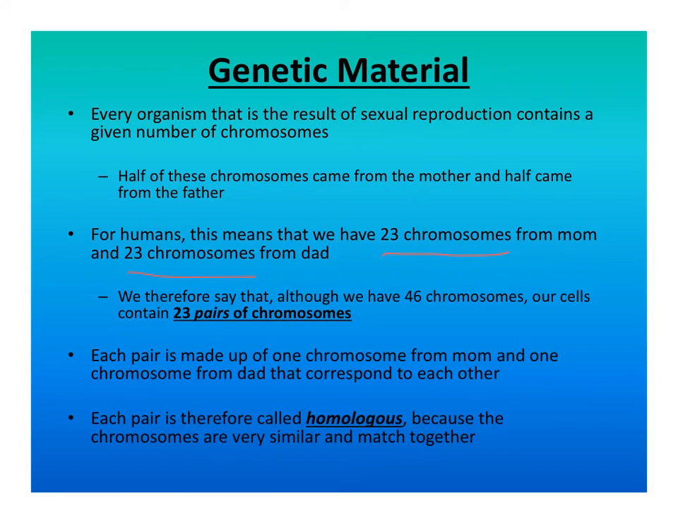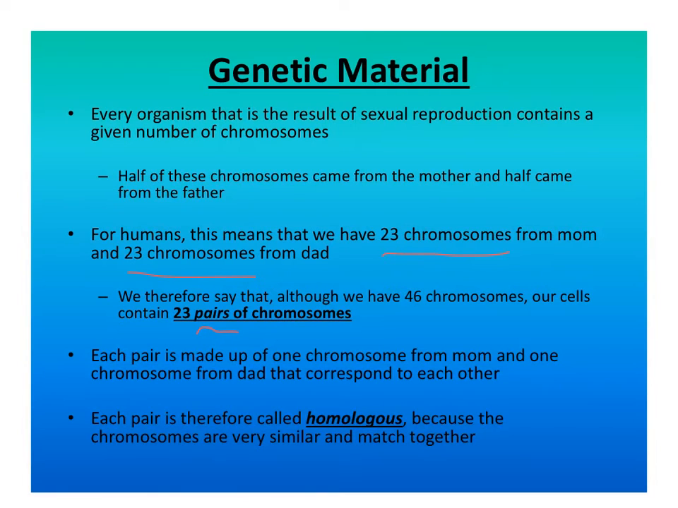You're going to get one from mom that kind of matches one from dad, and another one from mom that kind of matches another one from dad. So we say that although we have 46 total chromosomes, we have 23 pairs of chromosomes, because they do pair together, and we do have corresponding chromosomes from mom and dad.